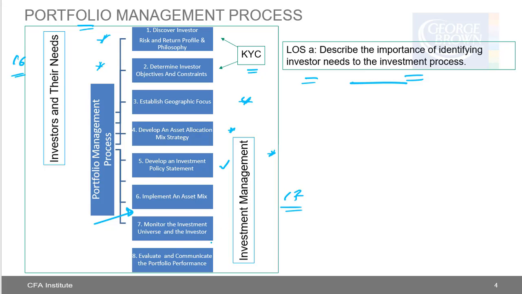Step number seven is to monitor not only the investment universe, but also the investor, because we've mentioned conditions change for the investor. And the investment universe changes as well. So you're monitoring not only the investment universe, but also the investor. And then finally, step number eight is evaluate and communicate the portfolio performance. So we start to see some chapters on performance in the next module. Okay, so that's an overview of the investment management process. And the first learning outcome we'll be talking about is the importance of identifying the investor needs up here, discovering the risk and return profile, philosophy, objectives and constraints, etc.